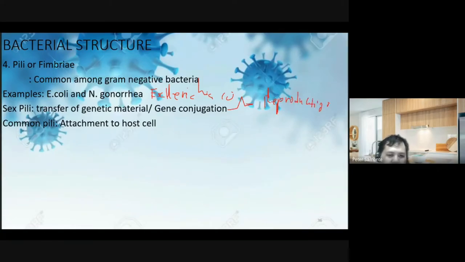Then another one would be your common pili. It would be responsible for attachment to the host cell. Say a type of bacteria wants to infect the healthy cells. This bacteria will be surrounded by pili. They would attach themselves to, let's say, a healthy cell, using their common pili, and slowly infect, kill, or digest the healthy cell.